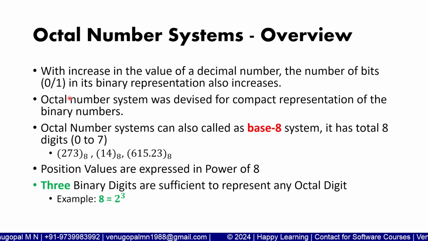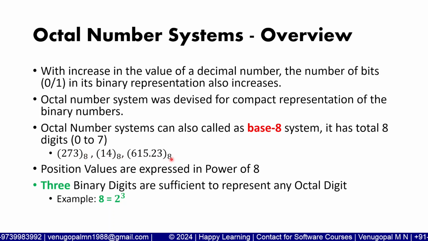Then the next point: the octal number system was devised for compact representation of binary numbers. Clear? Meaning, instead of representing a number in binary form with a series of zeros and ones, we can reduce the length. The octal number system is also called base 8. If you remember, the binary number system is called base 2. This one is called base 8. Similarly, if you see an example, 273 to the base 8 means this is a number in octal number format. 14 to the base 8, 615.23 to the base 8.